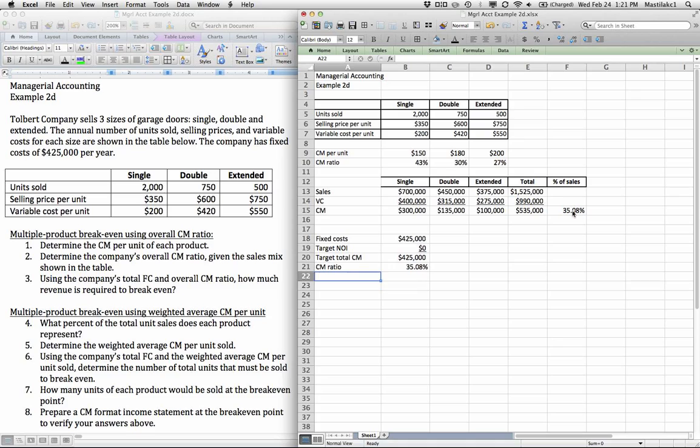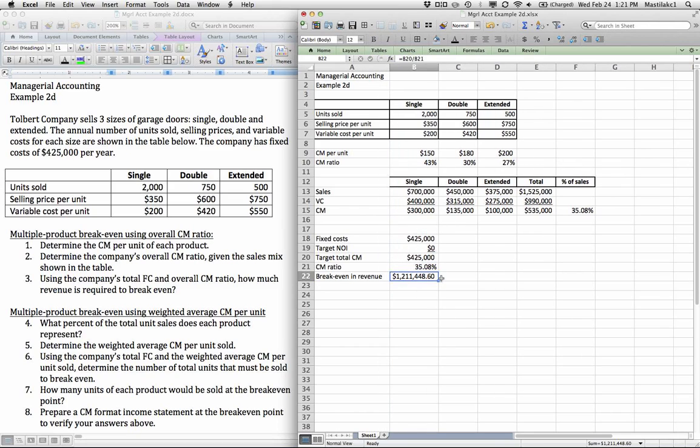approximately, we can simply divide our total fixed cost by our 35% contribution margin. And what that tells us is that in total, if the company makes $1.211 million of revenue, assuming the particular sales mix we have with our products, we'll have just enough contribution margin to cover our fixed cost and break even. And we could do the same sort of thing. We can change our target NOI from 0 to some positive number and say if we want to earn a certain amount of net operating income, how many dollars of revenue would we need to earn?